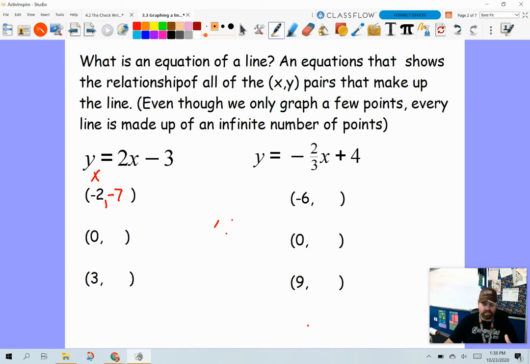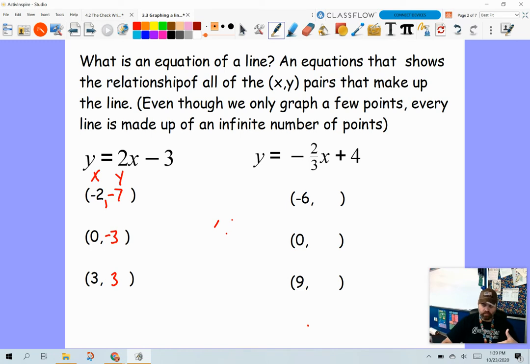Same thing when I plug in 0. 2 times 0 minus 3, that's -3. Then I'm going to plug in 3. 2 times 3, that's 6. Minus 3 is 3. Now, this is kind of like the tables that we had before. We've got an x column and we've got an f of x column, or in this case, they're y values. So that's going to make up ordered pairs that we can graph, just like we did with the functions, only we're not calling them f of x's.